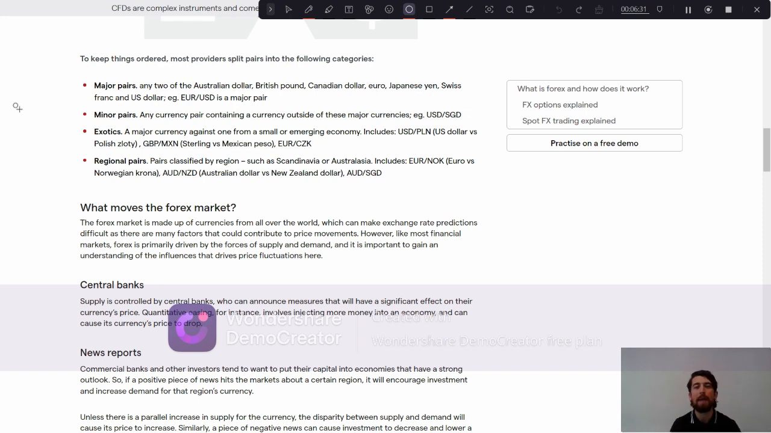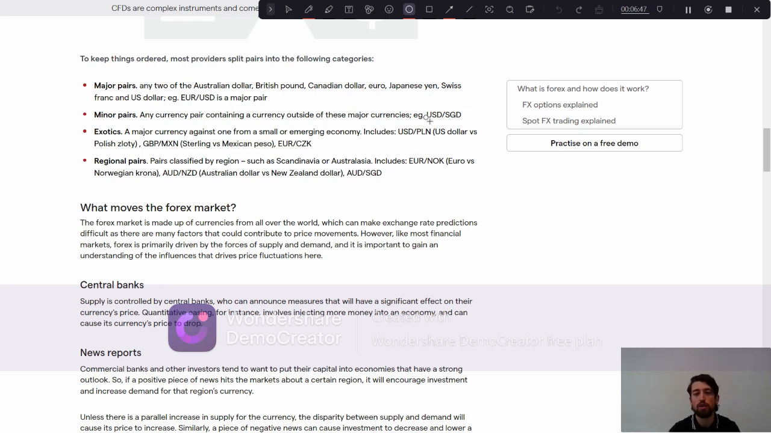These are the economic powerhouses of the world, right? So they have a really great, stable and strong economy. That's why they're a major pair. Now, minor pairs are technically any currency pair containing a currency outside these major pairs.